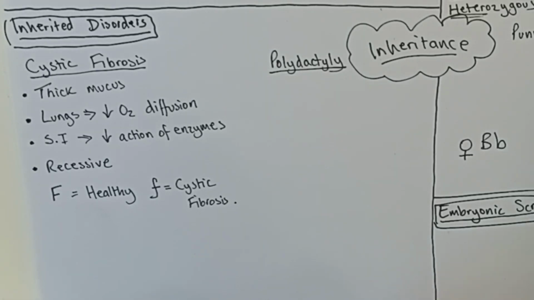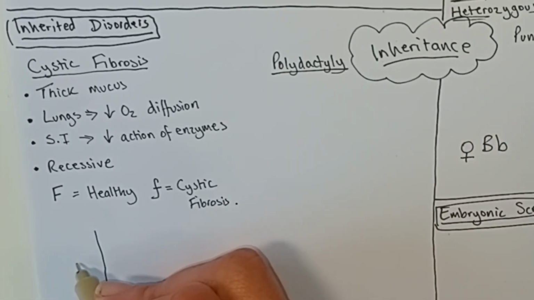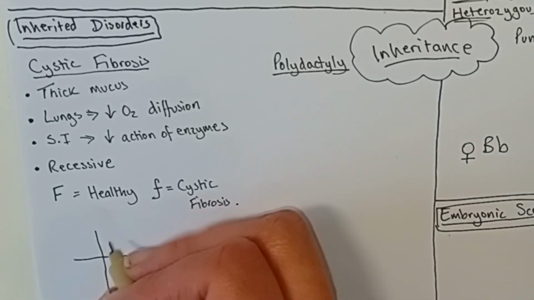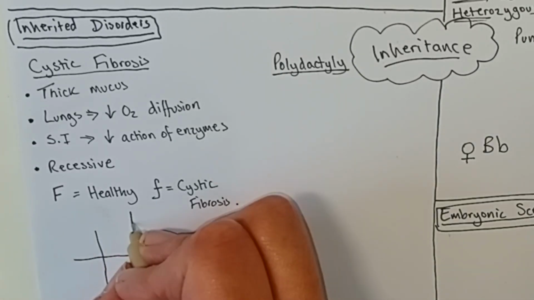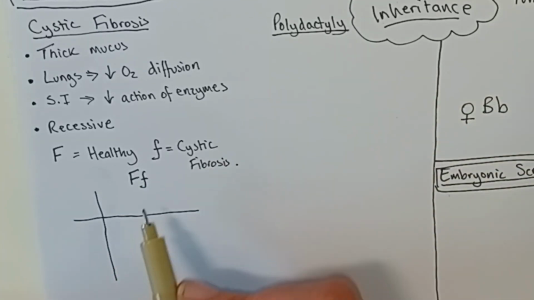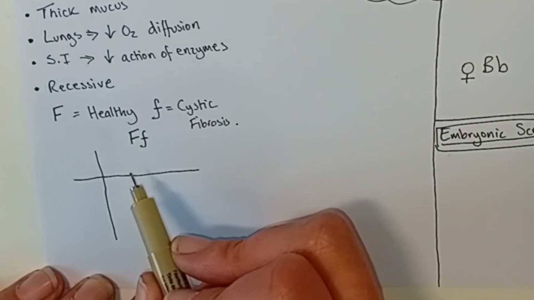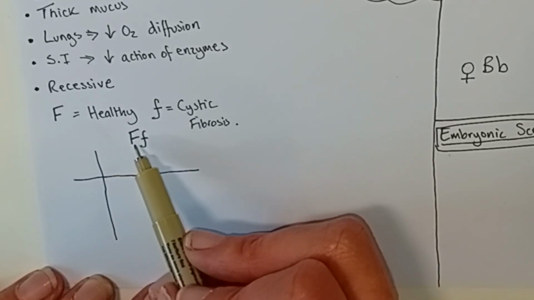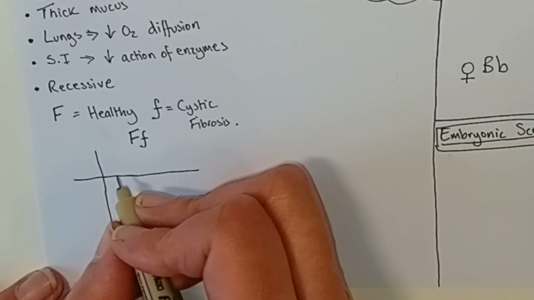Again, we're going to do a Punnett square. So we're going to draw out our little table. And again, we're going to put the genotypes of the parents. In this case, we're going to say both parents are heterozygous. So they've got one dominant healthy allele and one recessive cystic fibrosis allele. Remember that this means that they are healthy, their phenotype is healthy, but they carry the cystic fibrosis allele.